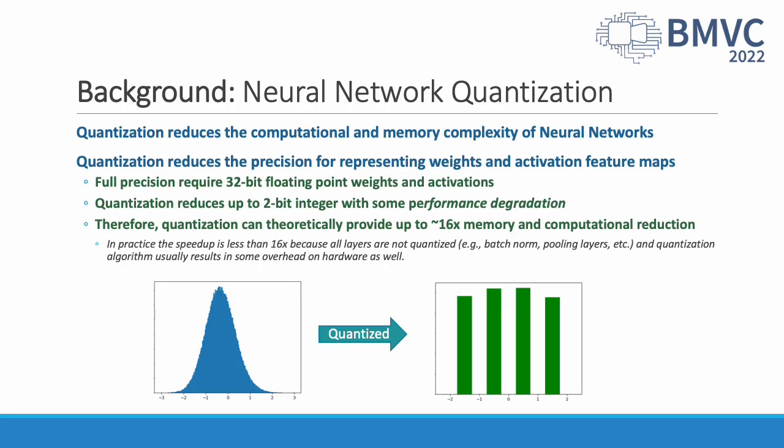Quantization is a method that can reduce the computational and memory complexity of neural networks. For precision, weights and activation require 32-bit floating point representation, but quantization can reduce this to 2-bit integer, of course with some performance degradation, but it provides significant memory and computational reduction.